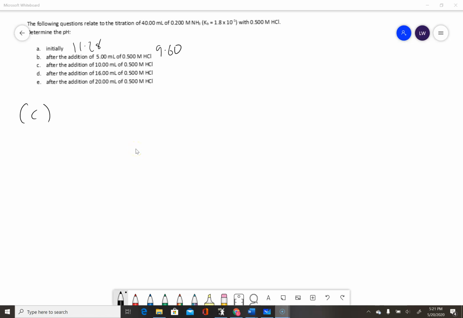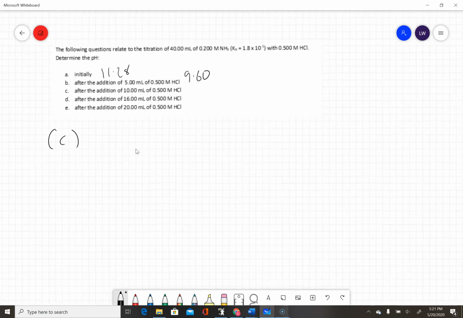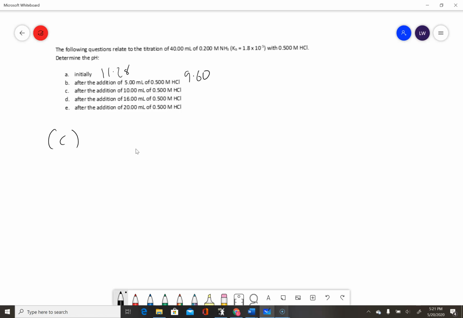As we continue our titration of this 0.2 mole per litre ammonia solution with our 0.5 mole per litre hydrochloric acid solution, we would expect the pH to continue to fall. After the addition of 5 mils of the acid, we were in the buffer region and we computed the pH to be 9.6. Now we're going to add another 5 mils of the acid, taking the total addition up to 10 mils, and we'll compute the pH again. It should be a little lower than what we had before. So let's give this a go.